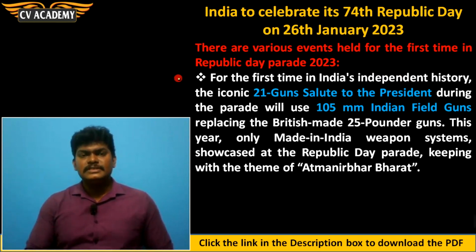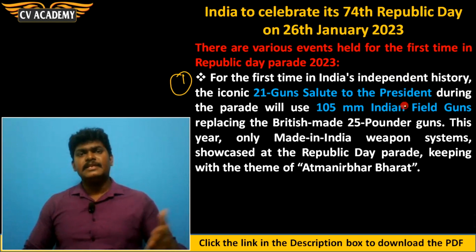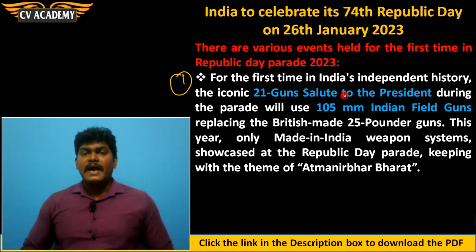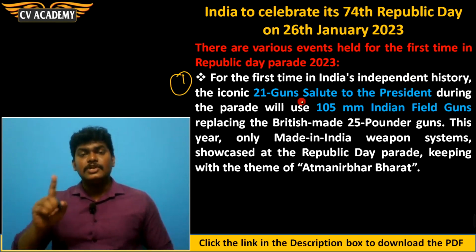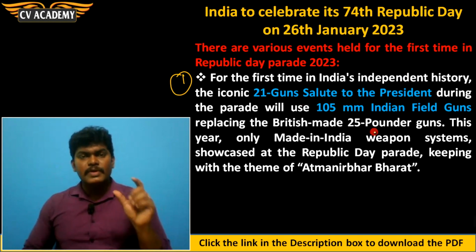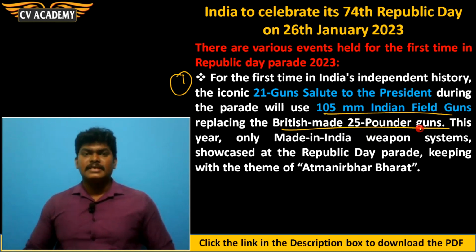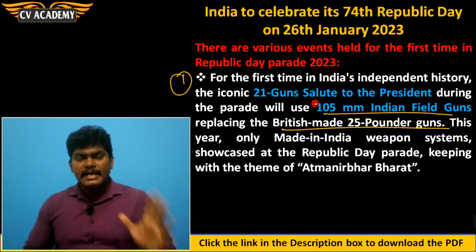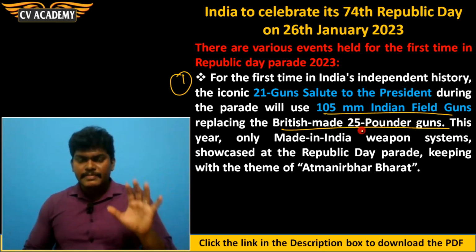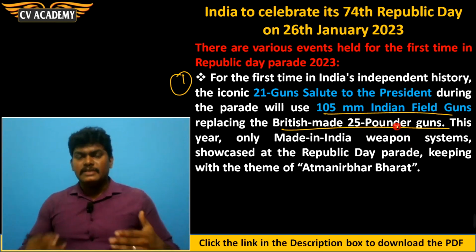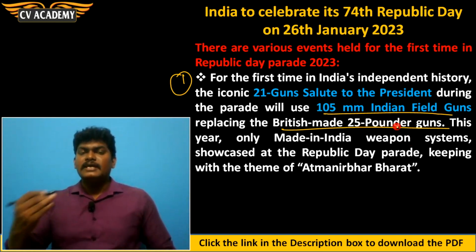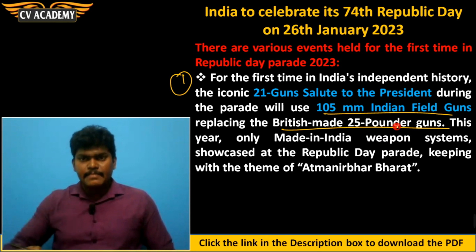So the first one is, for the first time in India's independent history, the iconic 21 gun salute to the President of India was done by the Indian made gun, that is the 105mm Indian field guns, instead of the British made 25 pounder guns. Previously, the 21 gun salute to the President of India was given by the British made gun. This year's Republic Day parade, it was given by the Indian made gun.